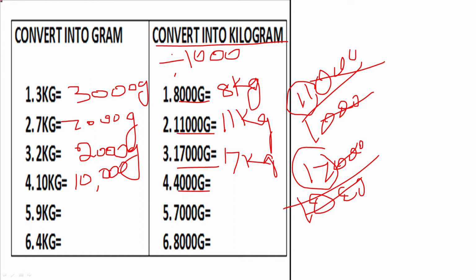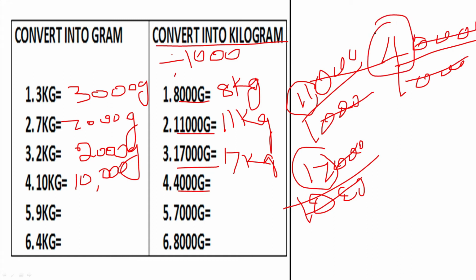4,000 gram. Convert into kilogram. 4,000 divided by 1000. 3 zeros. Here also 3 zeros. So 4 by 1 is 4. Like that you can do easily.